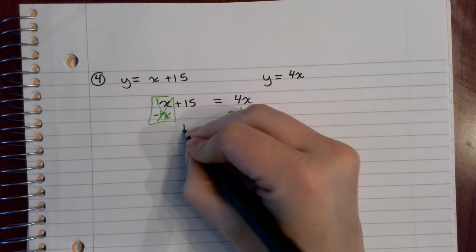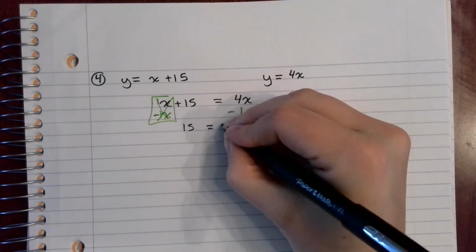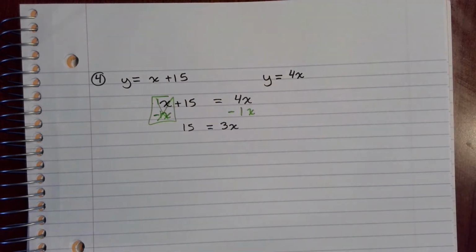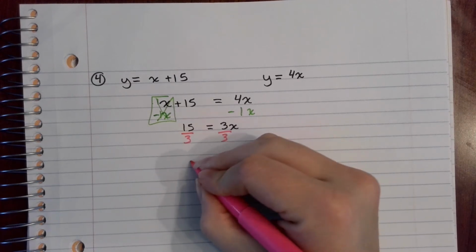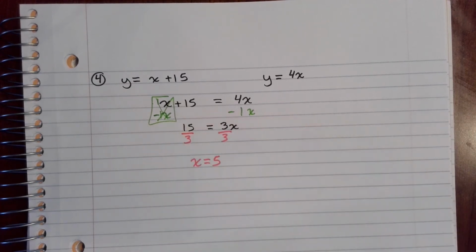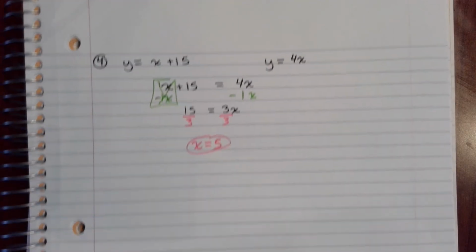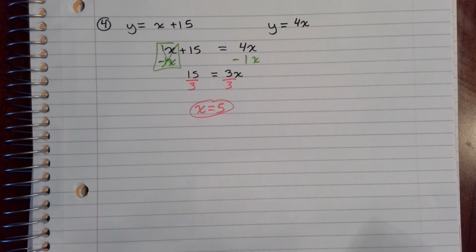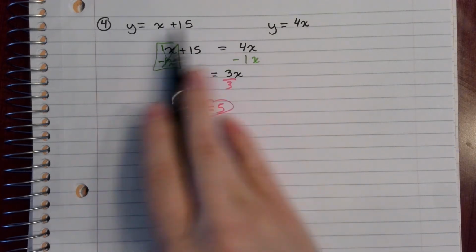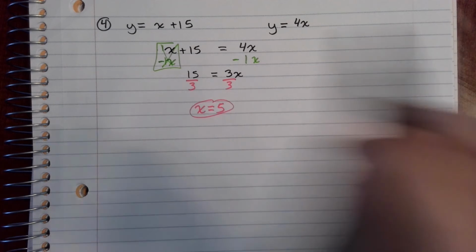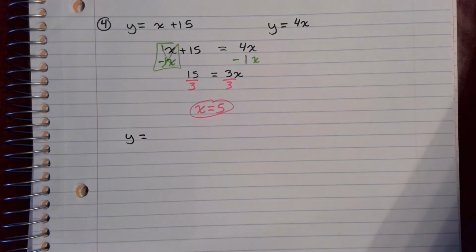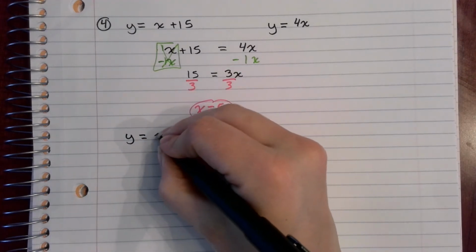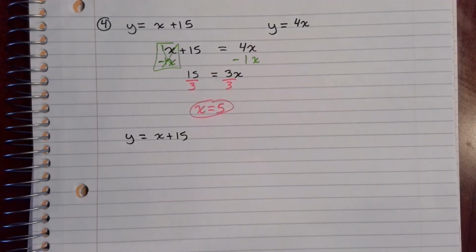That gives us a positive 15 is now equal to 3x. And then we'll go ahead and divide both sides by 3. And we'll get x is equal to 5. Okay, so I've now solved for my x value. I'm going to pick one of the equations to substitute the x into. So I'm going to go ahead and pick the first one. So y is equal to x plus 15.